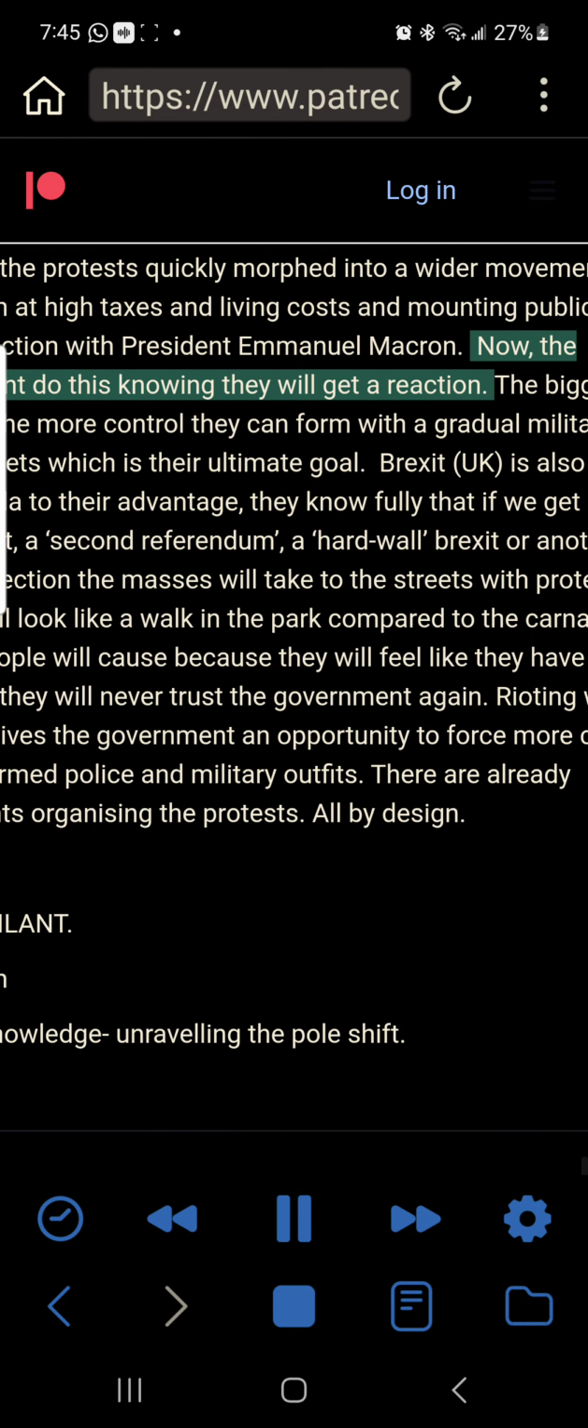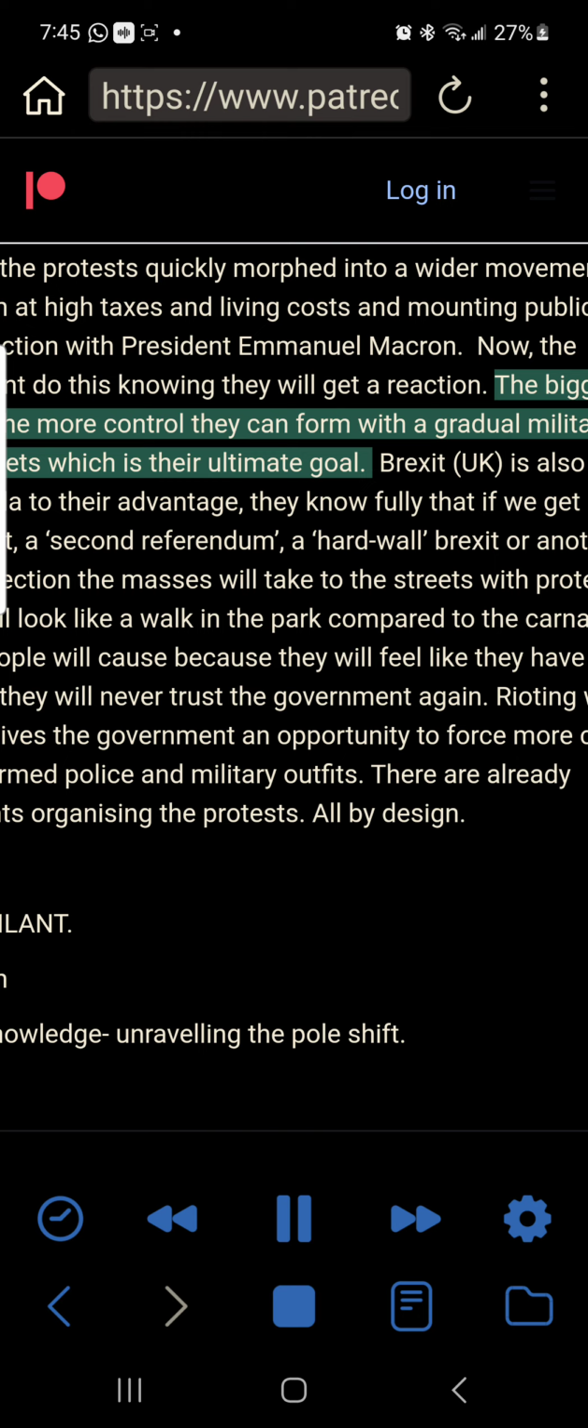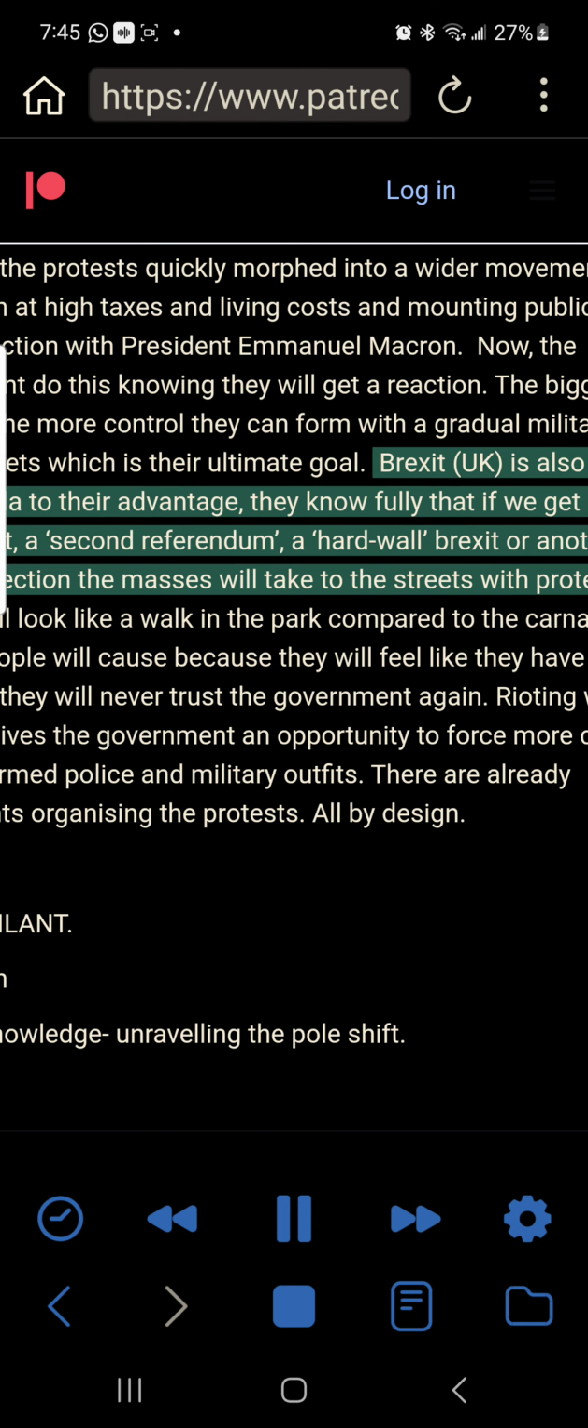Now, the government do this knowing they will get a reaction. The bigger the reaction, the more control they can form with a gradual militarization of the streets, which is their ultimate goal. Brexit, UK, is also using this agenda to their advantage.